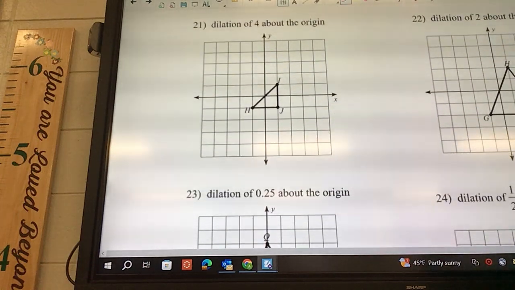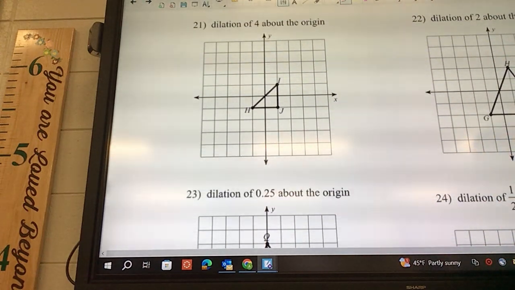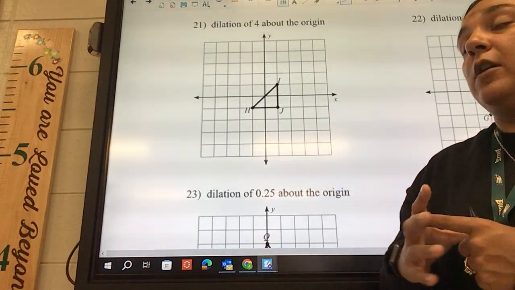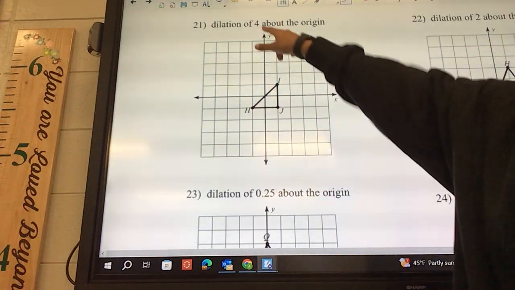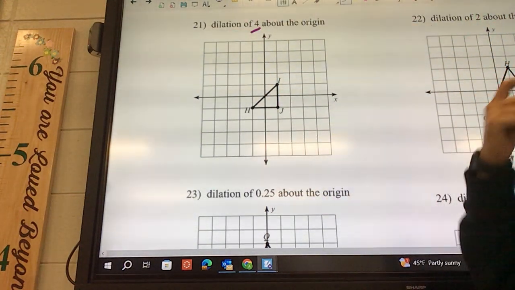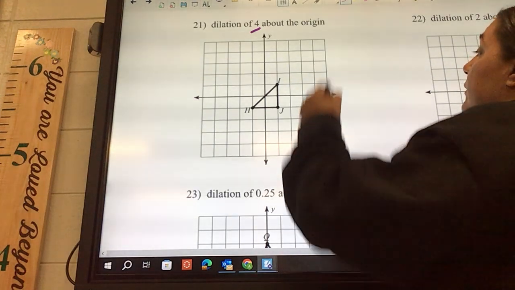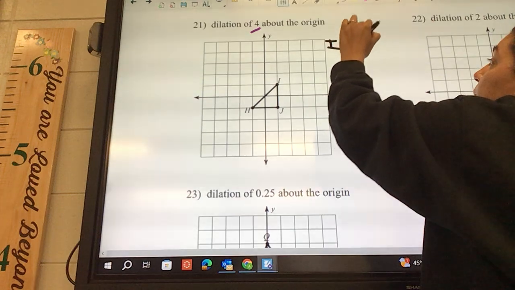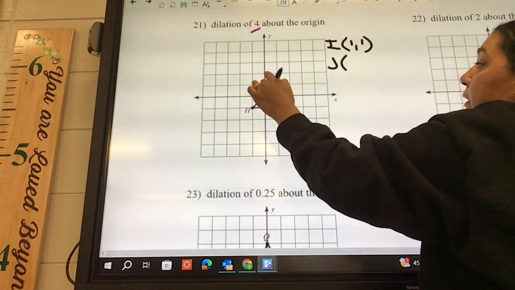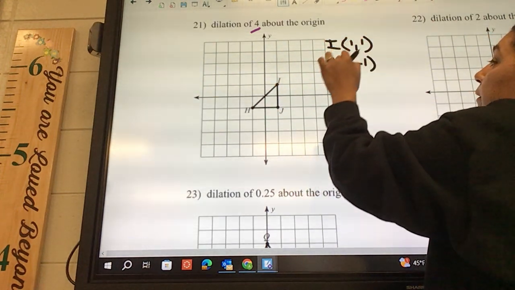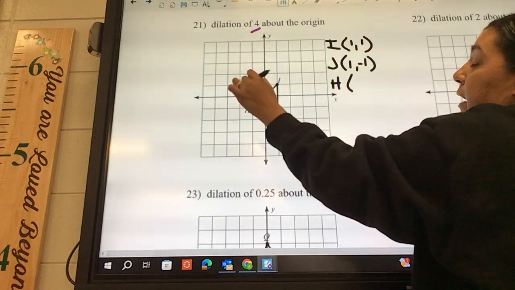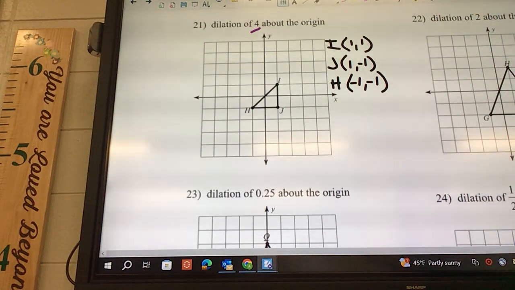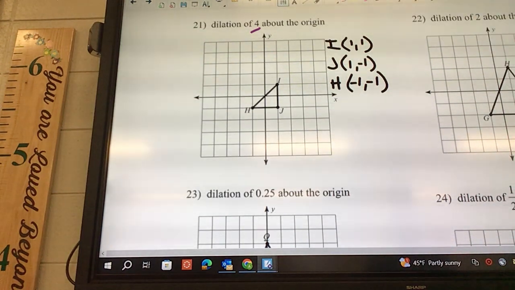Okay, 21, these are dilations. So if you remember, if it's above a 1, it's going to be an enlargement. If it's smaller than 1, it's going to be a reduction. So this one I can already tell you is going to be an enlargement because the number is 4. And so we're going to go through and find the coordinates first. So I is going to be 1, 1. J is going to be 1, -1. And H is going to be -1, -1. And so we need to multiply every single number by whatever it tells us. So in this case, it's 4.